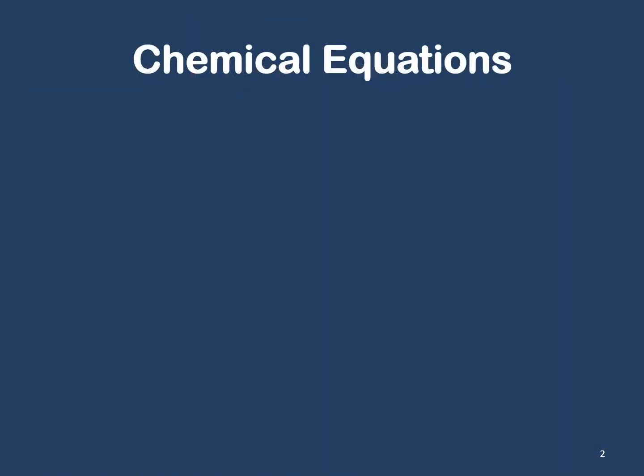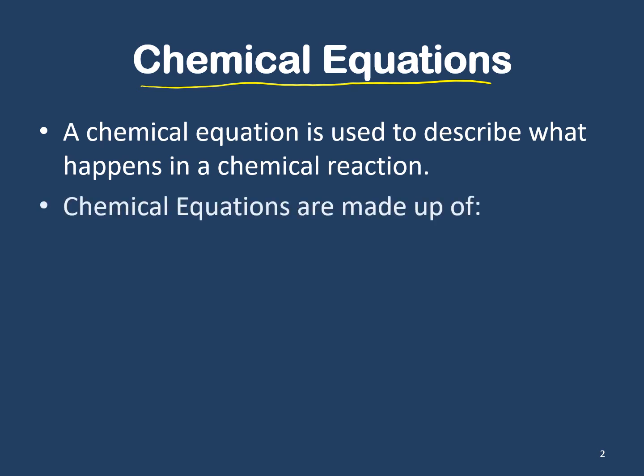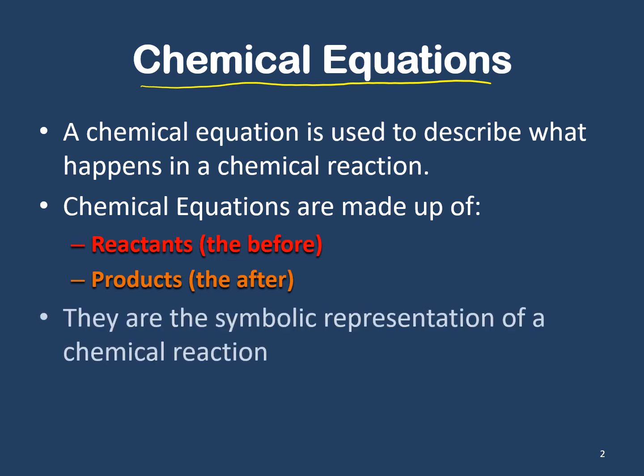Now, in order to symbolically show what's going on in a chemical reaction, we use something called chemical equations. Chemical equations pretty much tell us what's going on in a reaction, and we can think of this as two parts. The reactants, the stuff that we started with, the before, versus the products, the after, the stuff that we end up with, what was made over the course of the reaction. And so we get a symbolic representation of what's going on in our chemical change or reaction.